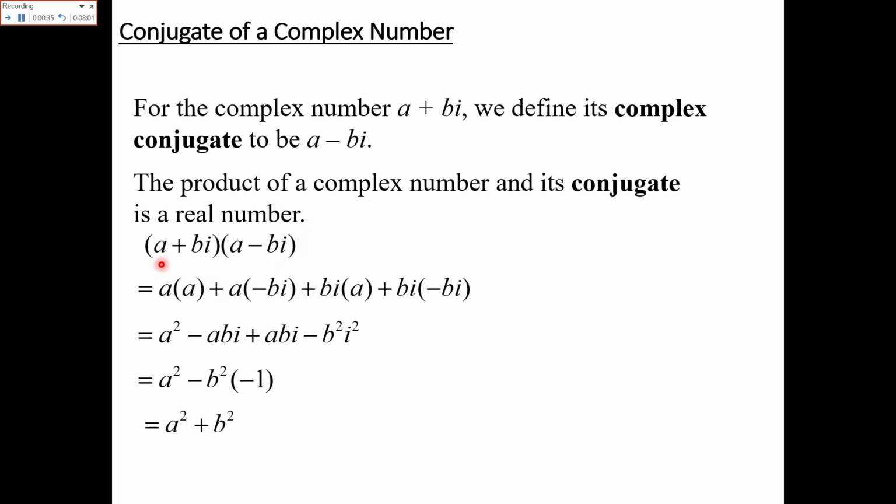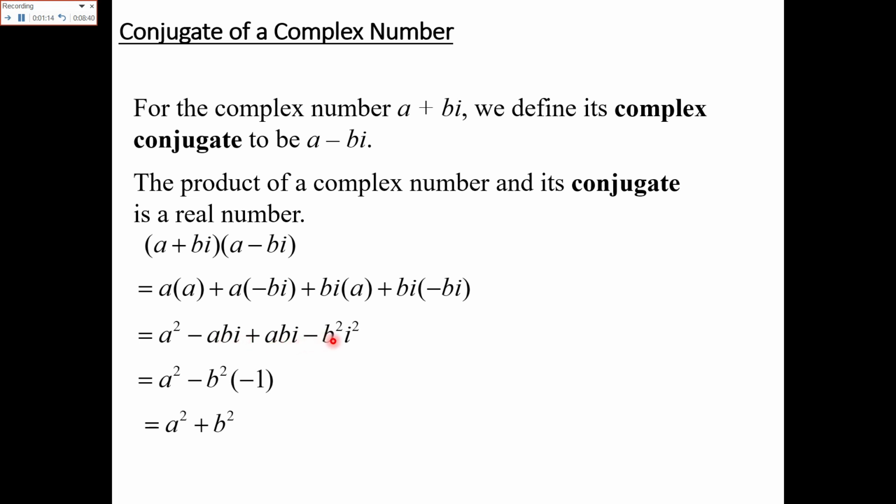For example, here I have the complex number a plus b iota, and this is its conjugate a minus b iota, and I have to multiply these two. So we'll see the answer will become a real number. A multiplied by a, then a multiplied by minus b iota, then b iota multiplied by a, and then plus b iota multiplied by minus b iota. So it will become a square minus ab iota plus ab iota. These two will be cancelled out. The imaginary part would be 0.